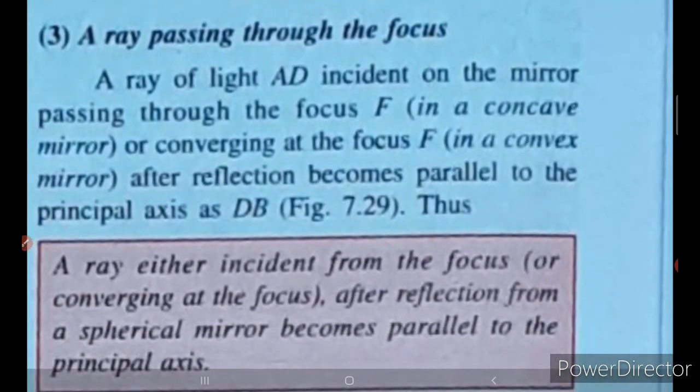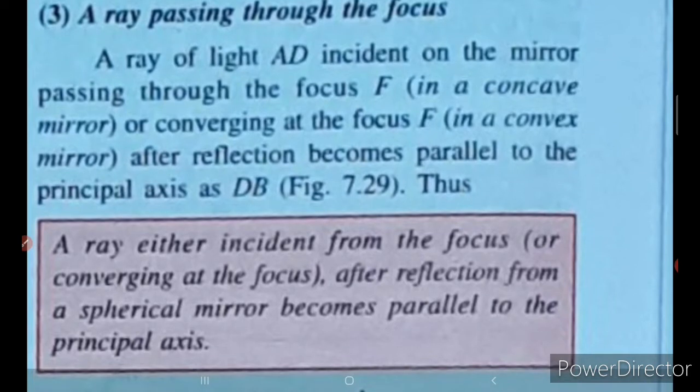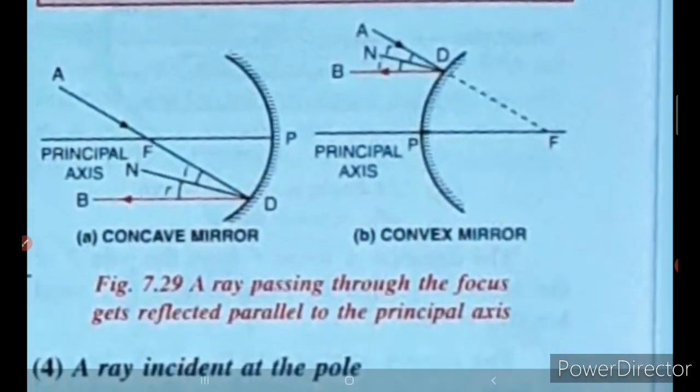It is just the opposite of the previous one. A ray either incident from the focus or converging at the focus after reflection from a spherical mirror becomes parallel to the principal axis. Here the diagram will explain that. Here you can see any ray passing through the focus, after reflection becomes parallel to the principal axis. In case of a convex mirror, any ray appearing to pass through the focus, after reflection becomes parallel to the principal axis. So these were the three convenient rays.